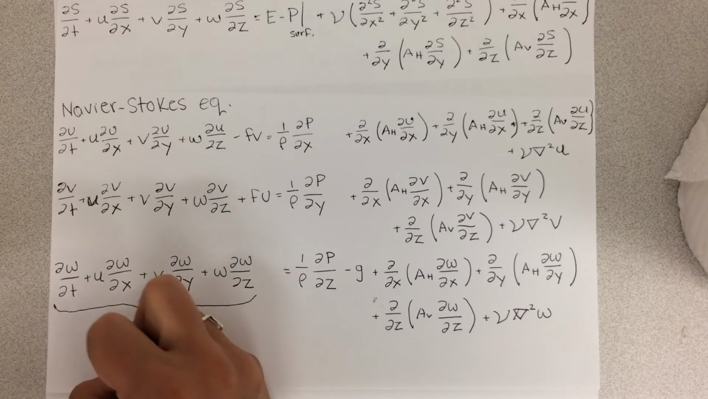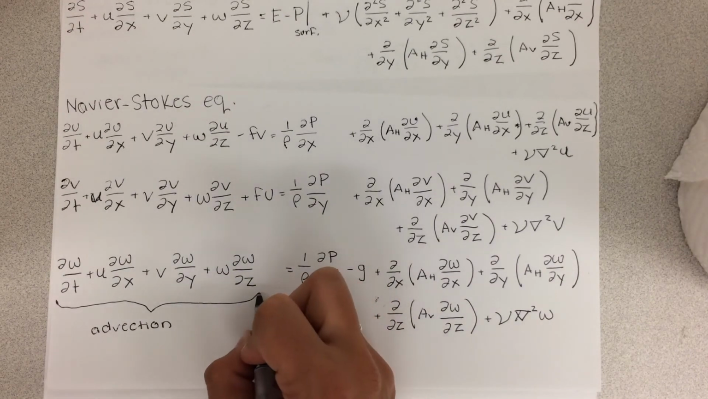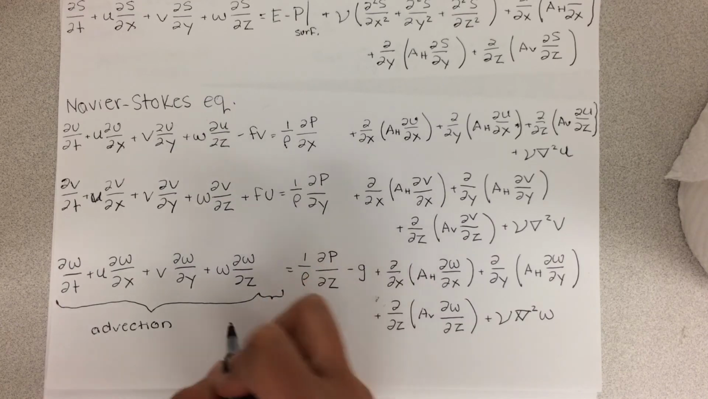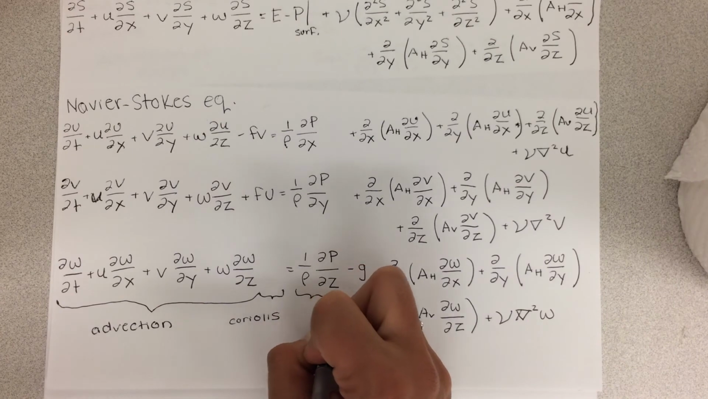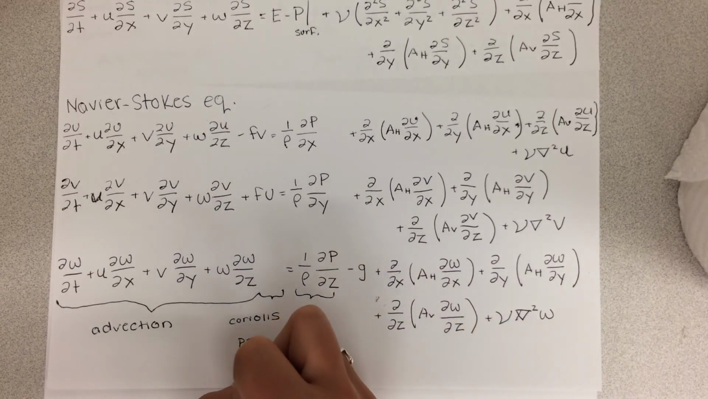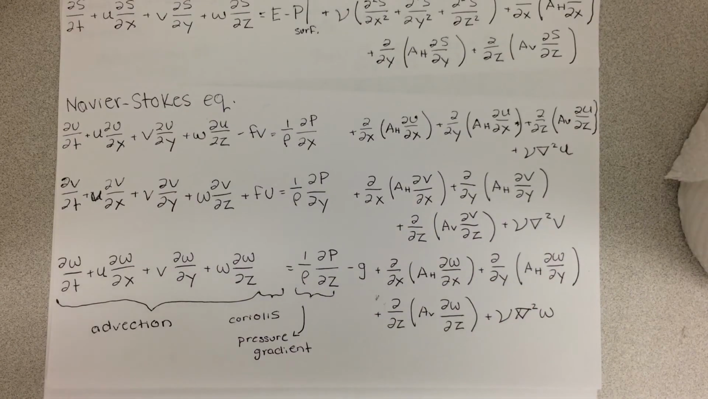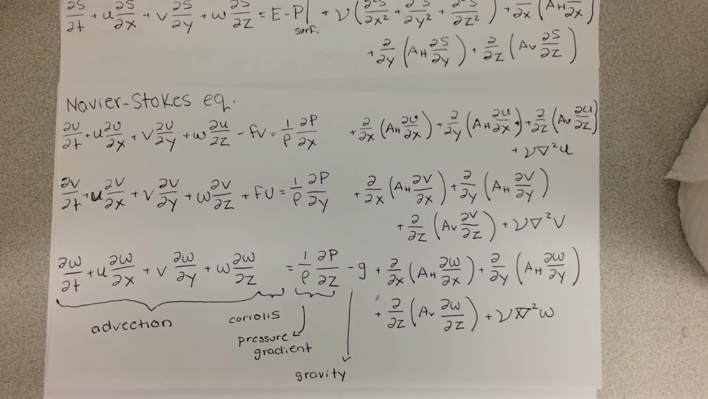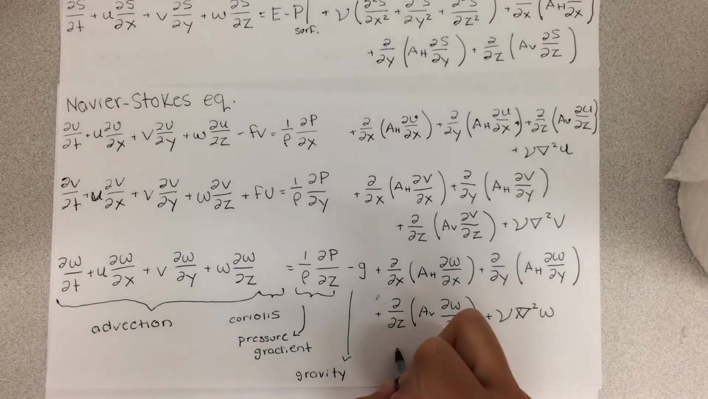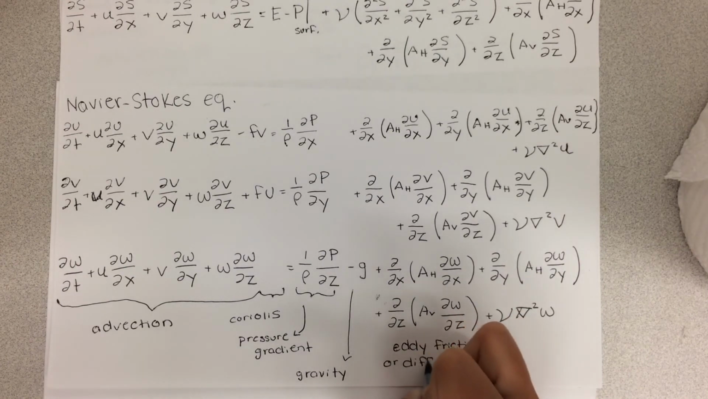Once again, we have our advection terms and our Coriolis terms on the left-hand side of the Navier-Stokes equations. But note that the Coriolis, again, is only in the x and the y directions. On the right-hand side, we have our pressure gradient term and our gravity term, which only acts in the z direction. And finally, we have our friction terms, which we know are either the eddy friction diffusivity terms or the molecular diffusivity.